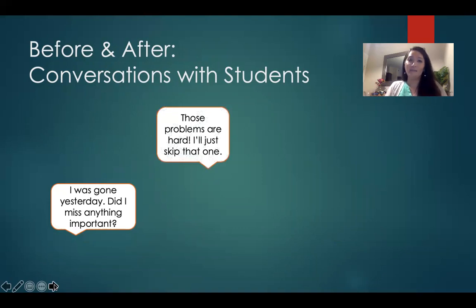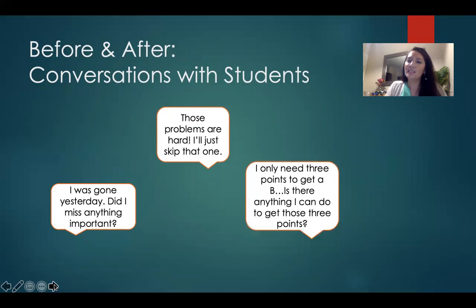Or how about this? Math students say, "Oh, that problem is hard." Maybe it's a physics student, a science student. "That problem is hard. I'm just going to skip that one." Or, "I only need 3 points to get a B, Miss Townsend. Is there anything that I can do to get those 3 points?" The student comes to you with these questions, and you're like, oh man, but you deserve a C. Your performance indicates that you deserve a C, that you haven't gotten to the good level of achievement in this course. Or maybe they really do deserve a B, and maybe the number of points that they've earned doesn't accurately measure their abilities.